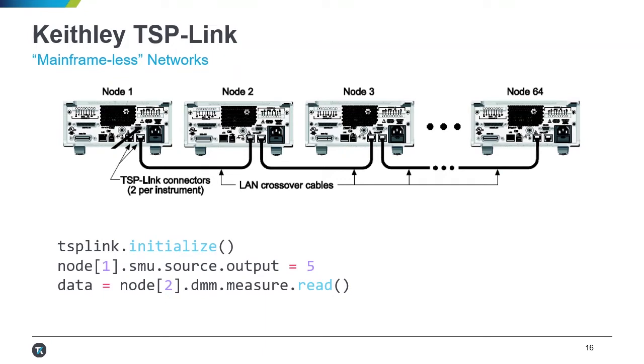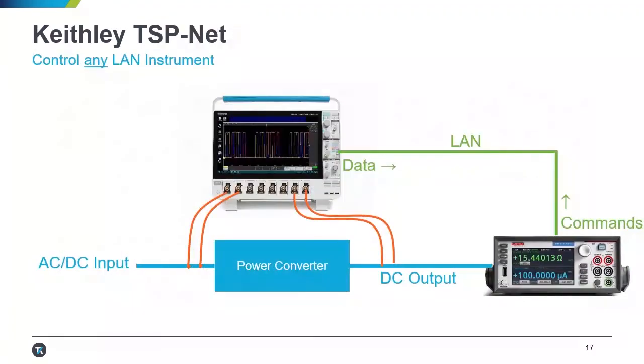And so instead you can get formatted data, whatever data you want back from this entire network from that one instrument that's talking to all the other ones. Now, TSP-Link, that capability is great, but it's only for TSP compatible instruments. Again, there's that list at the back of the slide deck for all of them. But there's another capability called TSP-Net for those TSP instruments that allows those instruments to control any LAN-enabled instrument.